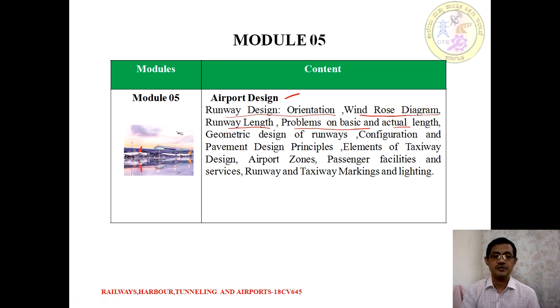Geometrical design of a runway, configuration of a runway system and pavement design principles. Apart from that, we are going to have the other components of an airport, that is the taxiway, elements of taxiway and design, airport zone, passenger facilities, and runway and taxiway marking and lighting, that is with respect to visual aids. So in this module we can expect numerical problems and also theory.